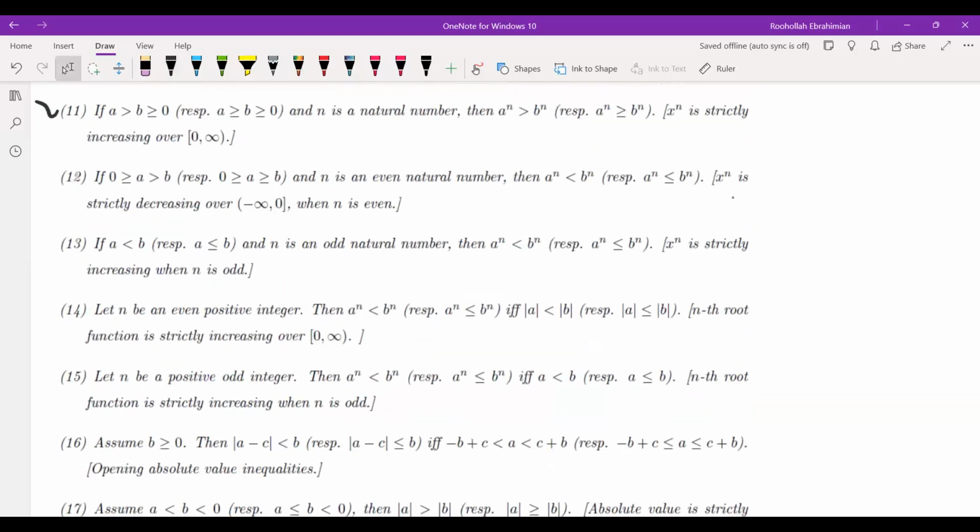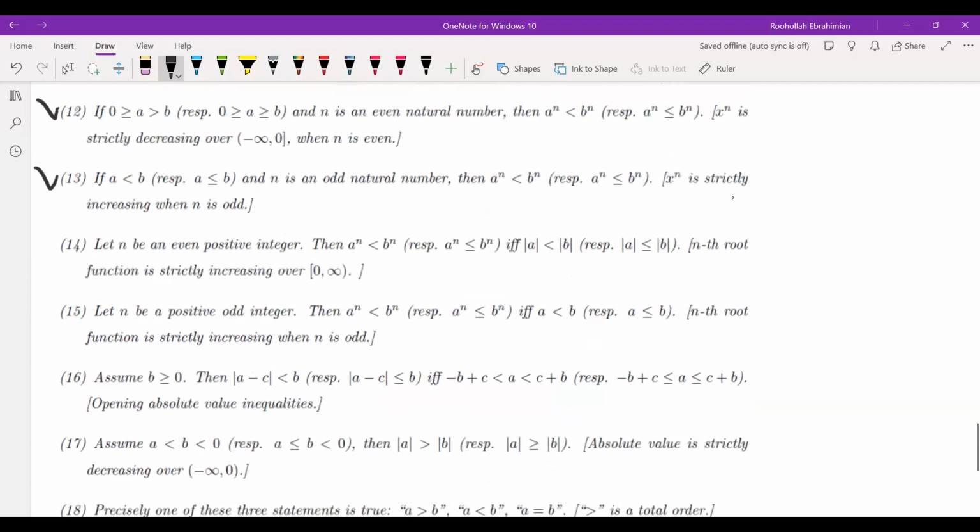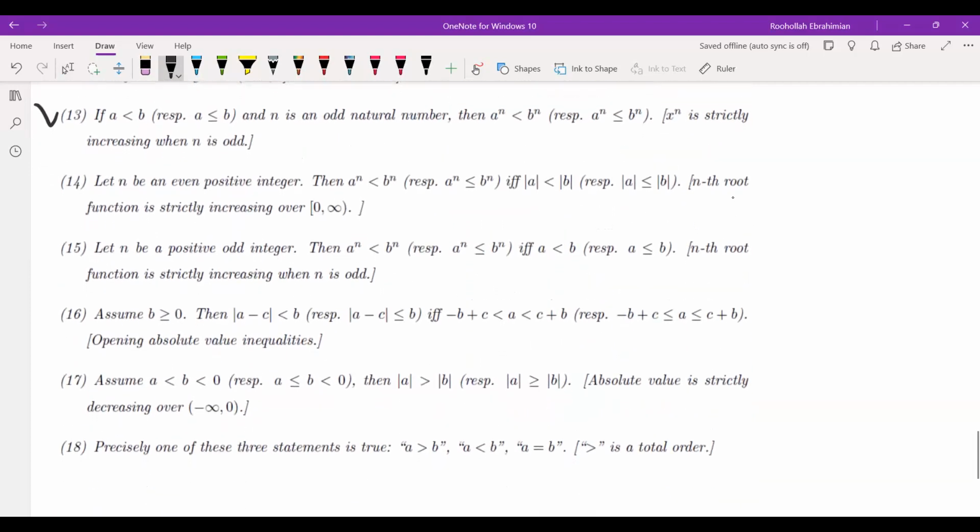Next one tells us that if you have A and B that are negative, A greater than B and they're both negative, then when you raise it to power of an even number, the direction of inequality is going to be flipped. And if you raise it to a power of an odd number, then the direction does not change.